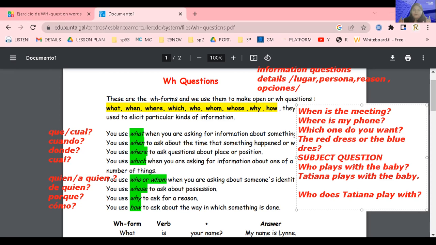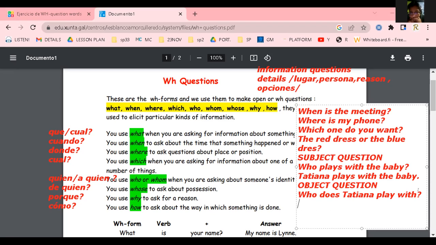Who does Tatiana play with? Entonces, ahí tenemos ahora sí preguntas similares, pero esta se llama object question. Cuando nosotros agregamos el auxiliar, estamos haciendo object questions. El auxiliar es who does. Who does Tatiana play with? ¿Con quién juega Tatiana?